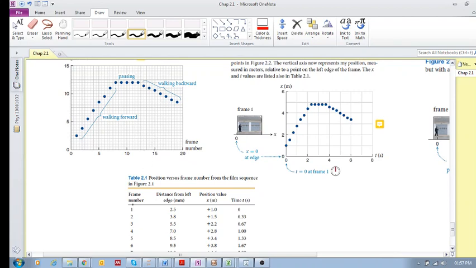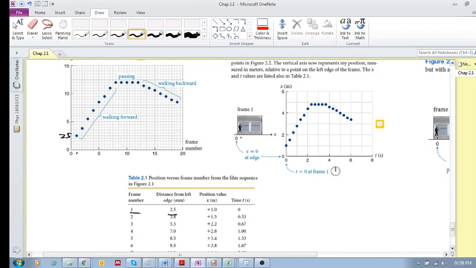But I just wanted to show you the original graph using frame number and distance from the edge. There is frame number 1, and there would be your 2.5 millimeters from the edge. There's your frame number 2, and you would be 3.8 millimeters from the edge. Frame number 3, 5.5, etc., etc.